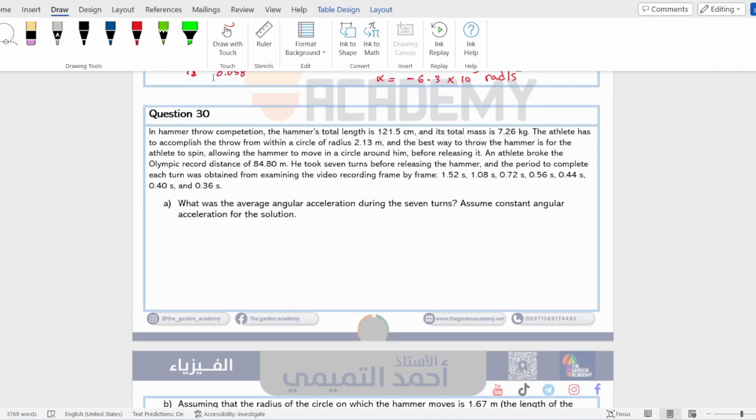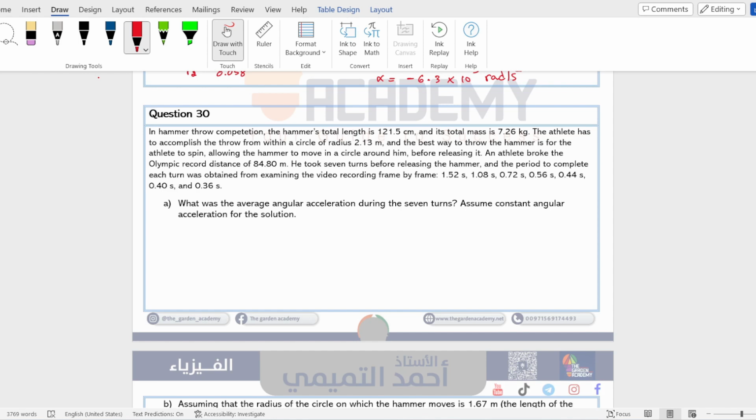This is another question we have in the book, and this is a solved problem again. I just wrote the important things in the question. In hammer throw competition, the hammer's total length is 121.5 centimeters and its total mass is 7.26 kilograms. The athlete has to accomplish the throw from within a circle of radius 2.13 meters. The best way to throw the hammer is for the athlete to spin, allowing the hammer to move in a circle around him. Before releasing it, an athlete broke the Olympic record distance of 84.8 meters.